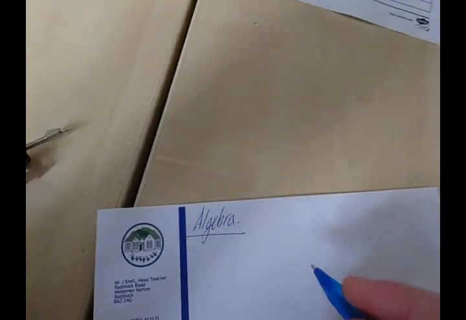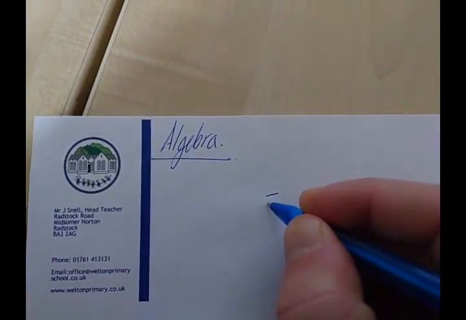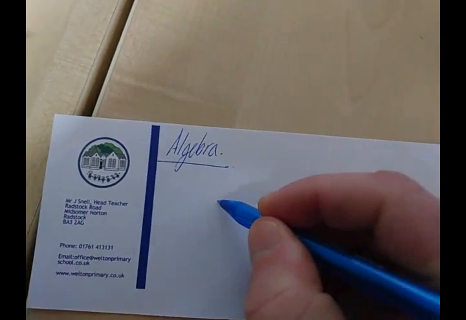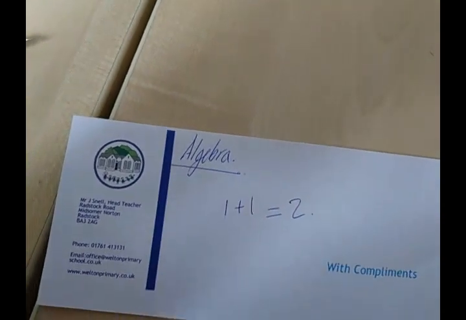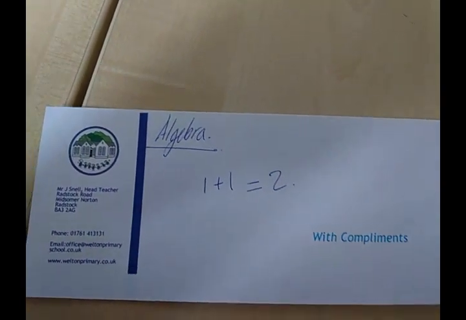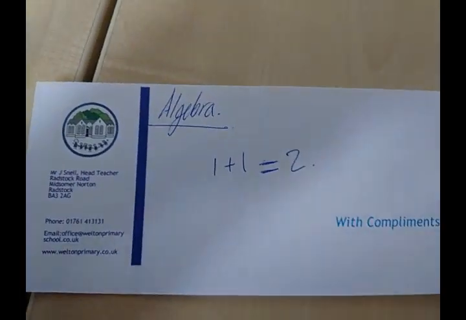You might have heard the word equation before. We all know what an equation is. An equation is basically anything with an equal sign. 1 plus 1 equals 2. That's what an equation is. An equation is anything with an equal sign. But what is an equation?